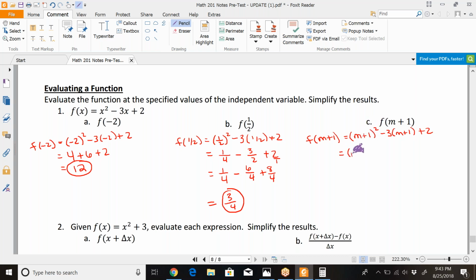So we have to FOIL this. So this is m plus 1 times another m plus 1. I'm going to go ahead and distribute this negative 3m minus 3 and then bring down the plus 2. Let's FOIL out this m plus 1 times m plus 1.